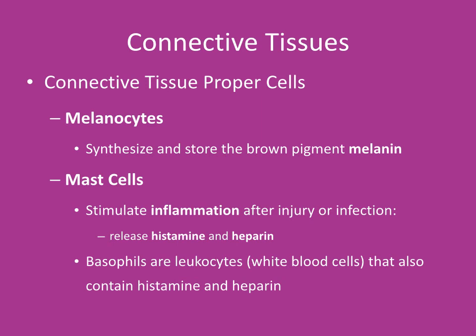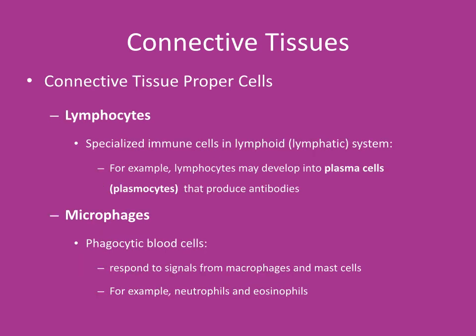Melanocytes make the brown pigment melanin. Mast cells stimulate inflammation, so they release histamine and heparin. Lymphocytes and basophils, which were on the last slide, those are just blood cells. I think it's important that you realize that some of the white cells, some of the blood cells don't stay in the blood. They don't stay in your blood vessels all the time. They actually go right out through the walls of the blood vessels and get out into other tissues.